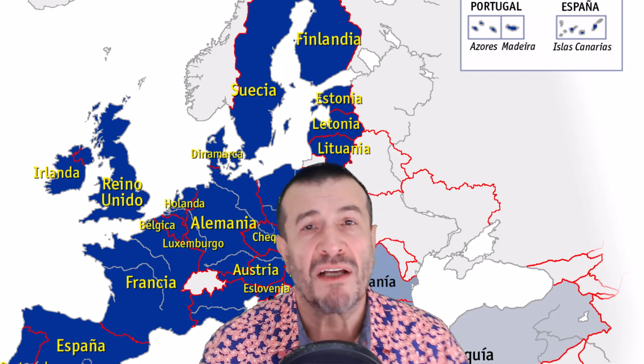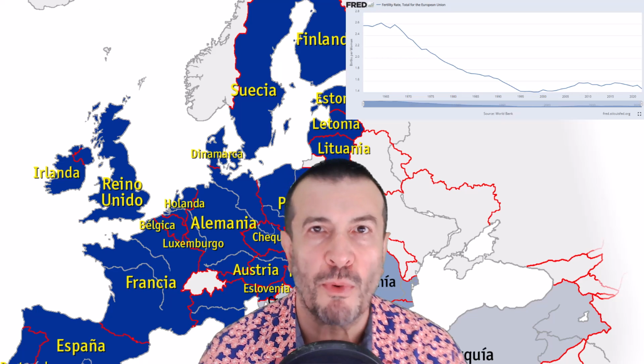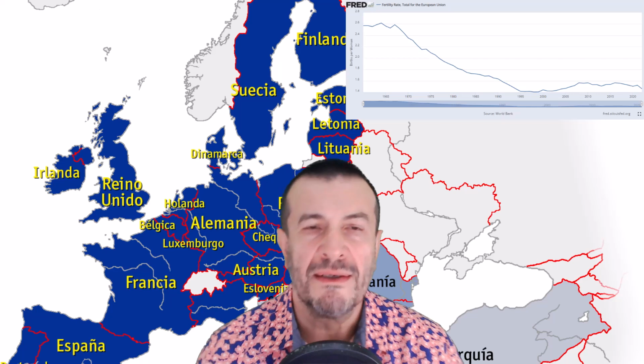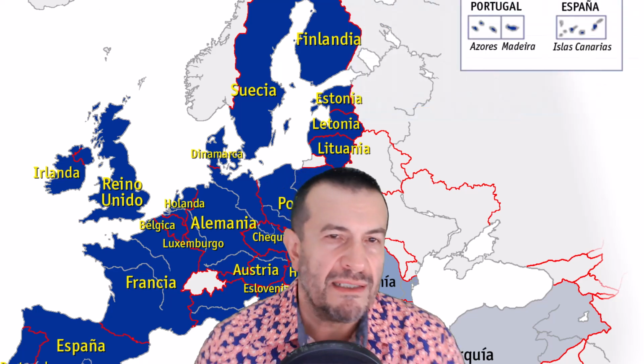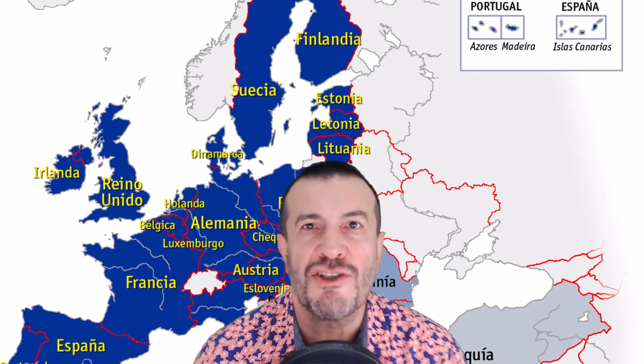And the fertility rate, just to give a reference, should be at least 2.1 children per fertile woman. In fact, Europe is far below that number. It's a similar situation to what Japan has experienced through many decades.